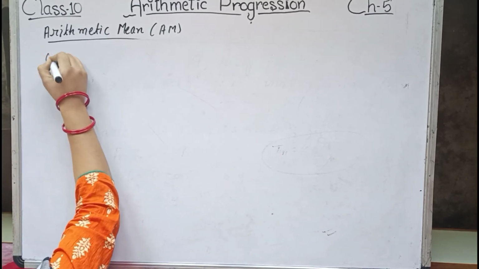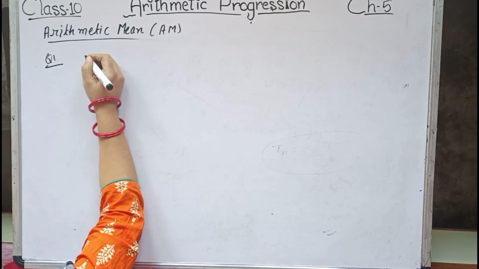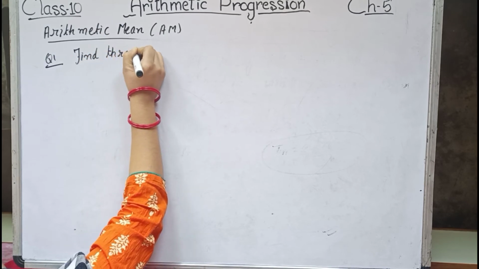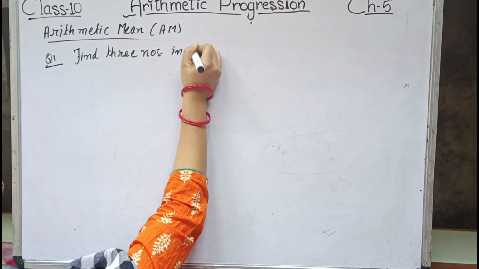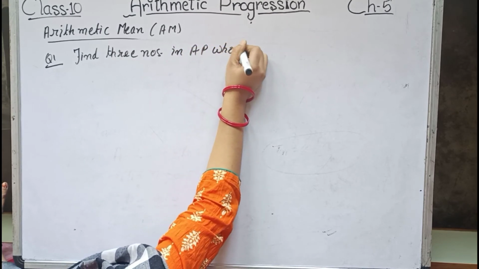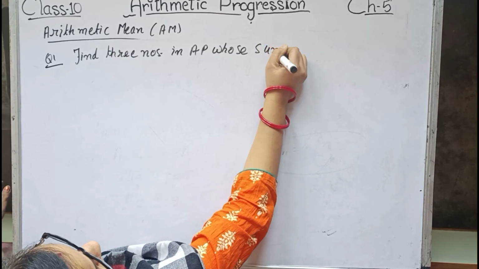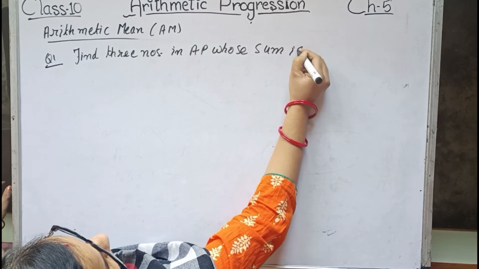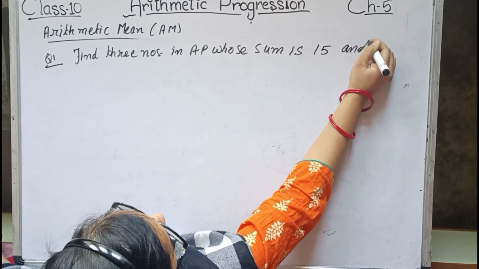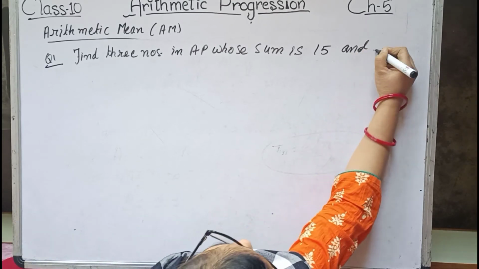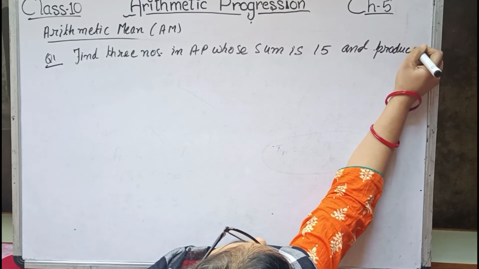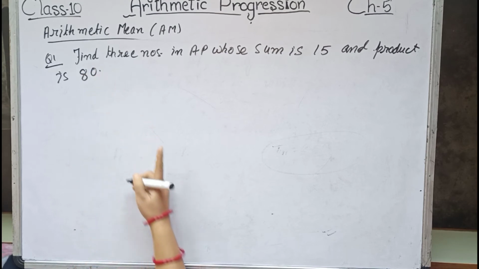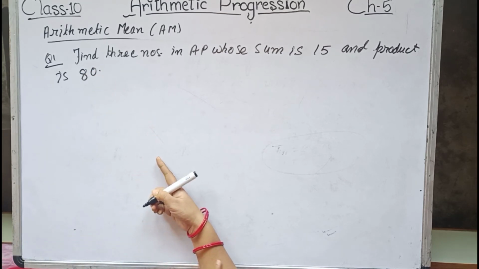Question number 1. Find three numbers in AP whose sum is 15 and product is 80. So we have to find three numbers in AP whose sum is 15 and product is 80.